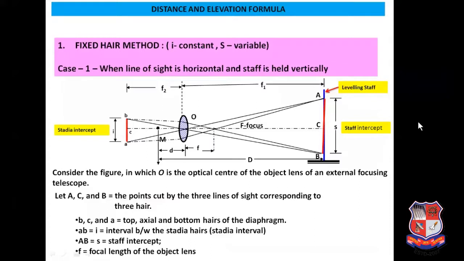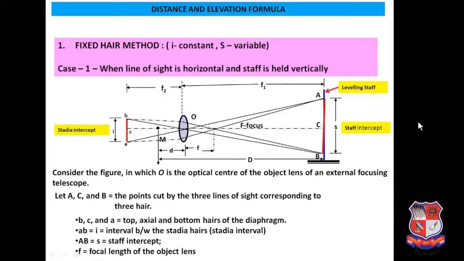Now let us discuss the fixed hair method. Fixed hair method means I, the stadia intercept, is constant and S, the staff intercept, is variable. In the fixed hair method, case number 1: when the line of sight is horizontal and the staff is held vertically at a point.